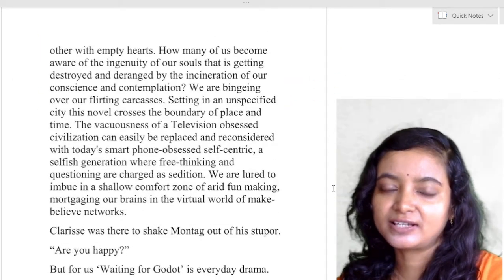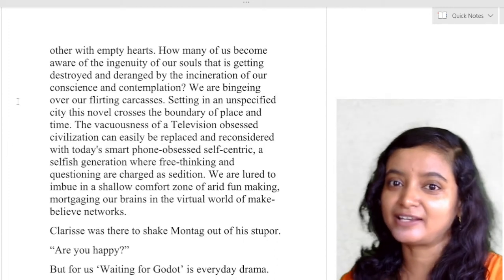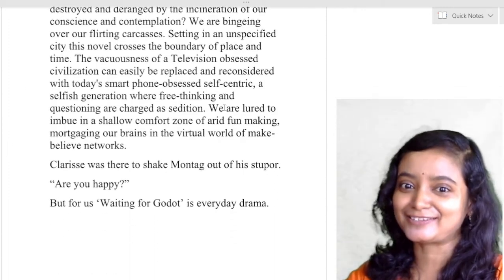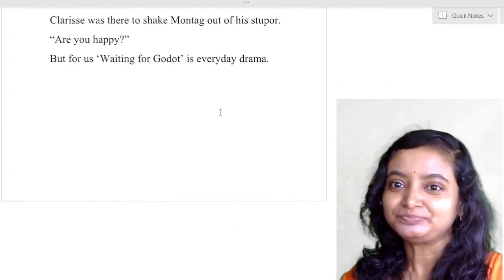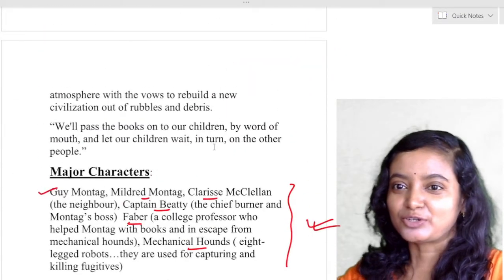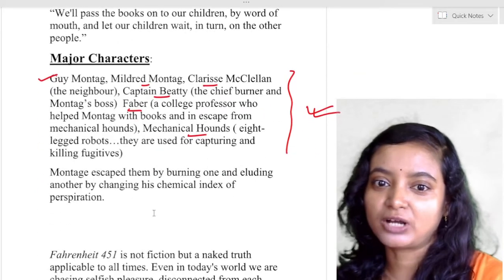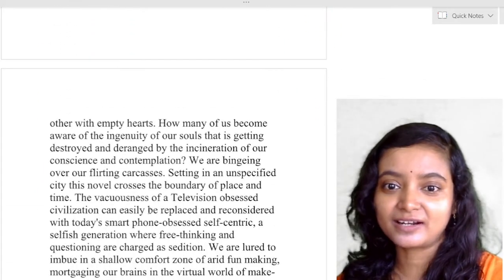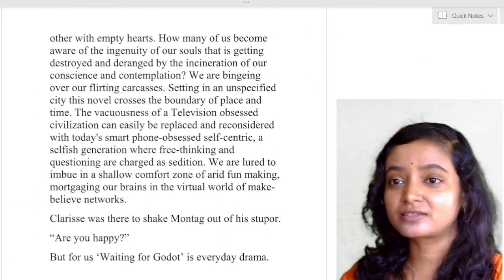Okay, you just read this novel in detail, and you can read this summary in detail also. It will help you. And okay, with Ray Bradbury's Fahrenheit 451, today's lesson we finish here, and I find it very interesting.